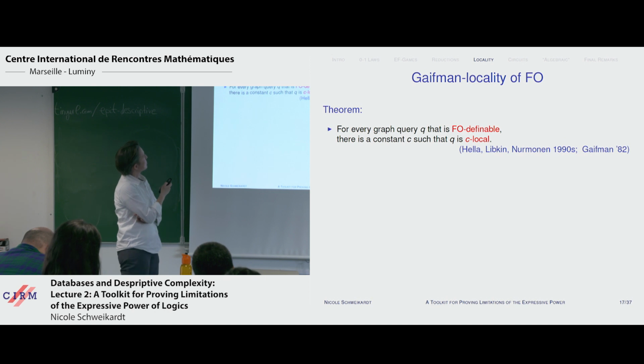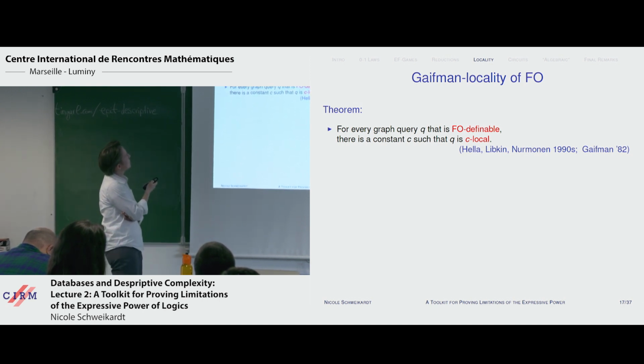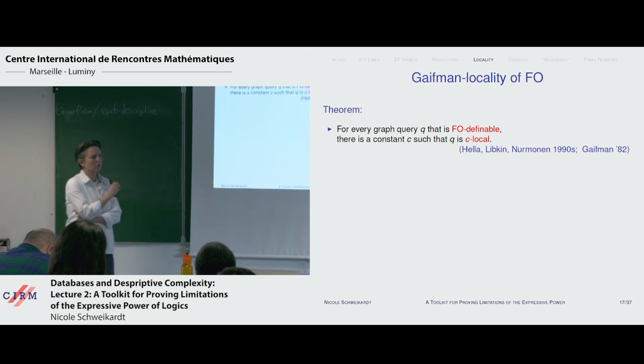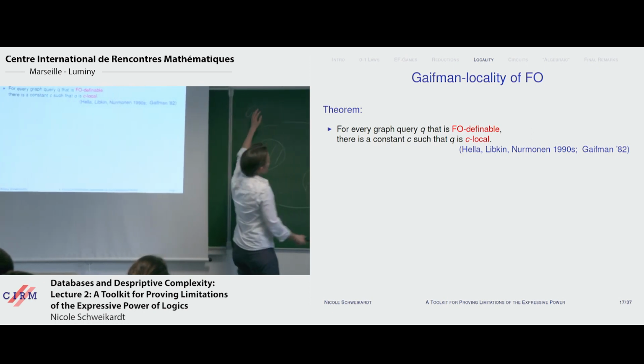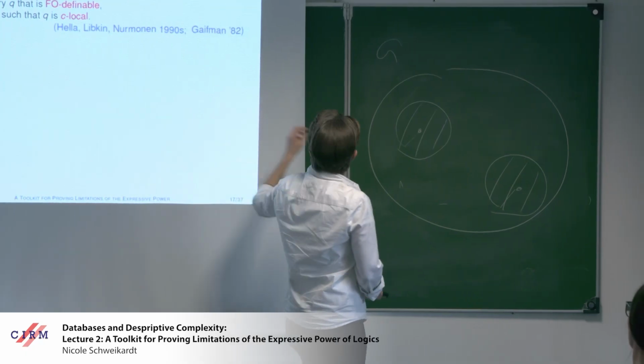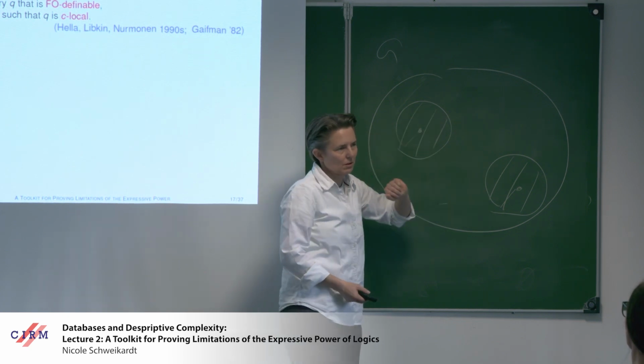So from Hella, Libkin, and Nurmonen, and in some sense also already from Gaifman's locality theorem, although Gaifman didn't view the theorem in that way, I think. It's known that for every graph query Q that's first order definable, there exists a constant C such that the query is C-local. So this means no matter how big the graph is, I get a constant so that I only have to look at neighborhoods of this constant radius.